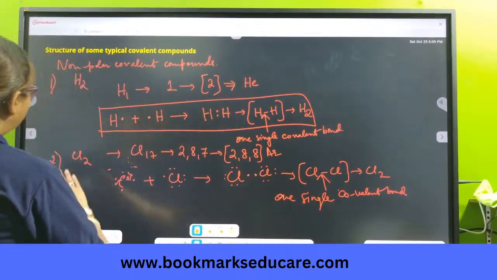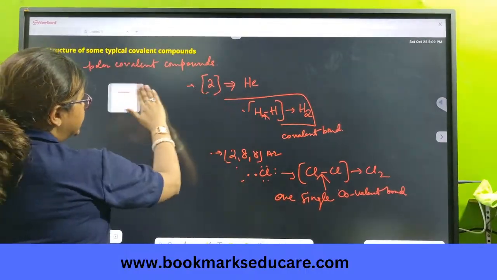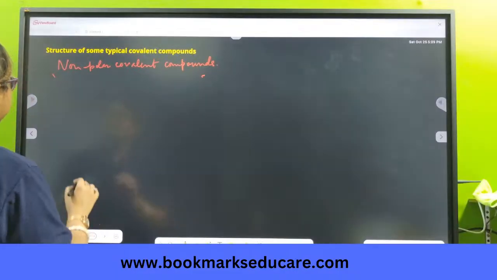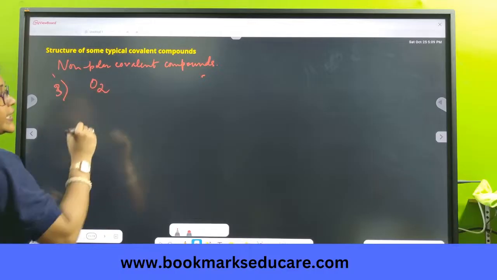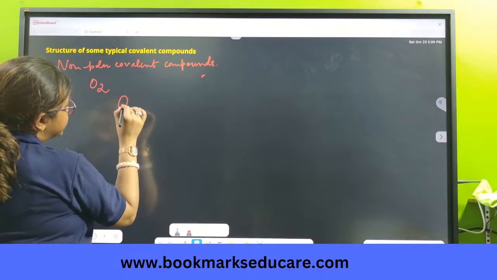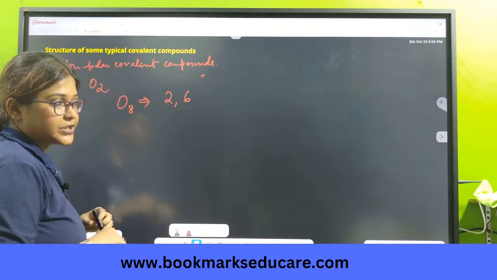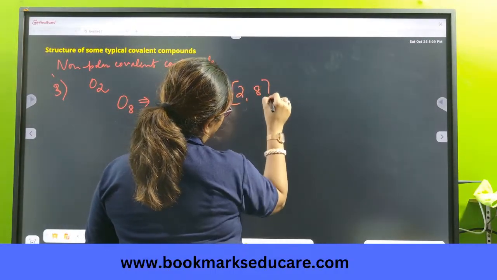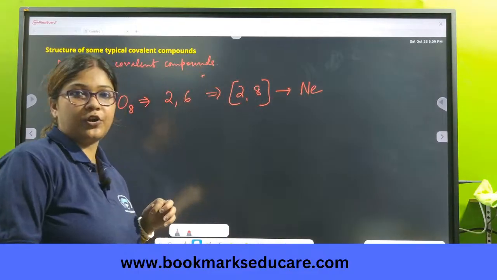Okay. Now if it is a double covalent bond, the example is if you take oxygen. Oxygen has an atomic number of 8, so the electronic configuration is 2, 6. It will try to gain 2 electrons to generate the stable electronic configuration of the nearest noble gas, neon.